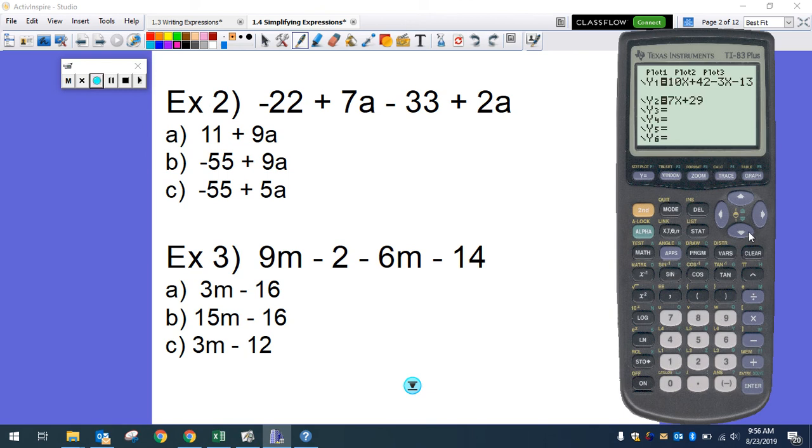We're going to go back to y equals. This time I'm going to clear out both because I have a brand new question. I'm going to type in example 2. So the negative is down here, negative 22 plus 7.